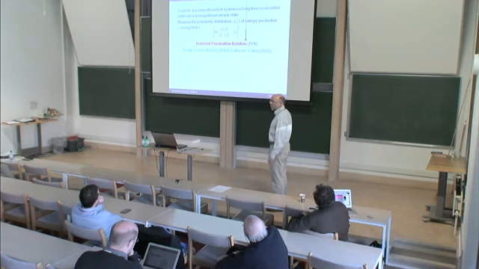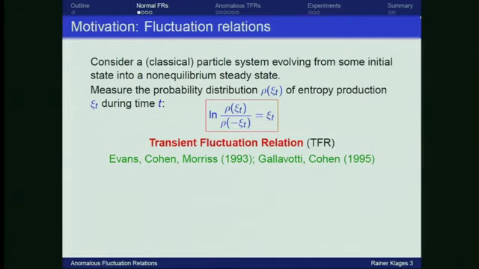Okay, let's start from the very beginning. Again, you have heard about that before to quite some extent. Let's consider a classical particle system that evolves from some given initial state into a non-equilibrium steady state. We can then wish to measure the probability distribution rho of the entropy production, zeta t, during time t. And as you have seen before already, what people showed over the past 20 years was that this general large deviation form holds for the ratio of entropy production. If you look at the logarithm of the probability density to obtain positive entropy production divided by the probability density for the negative entropy production, then you find that this logarithmic ratio is equal to the entropy production along the trajectory. And this is an example of a fluctuation relation.